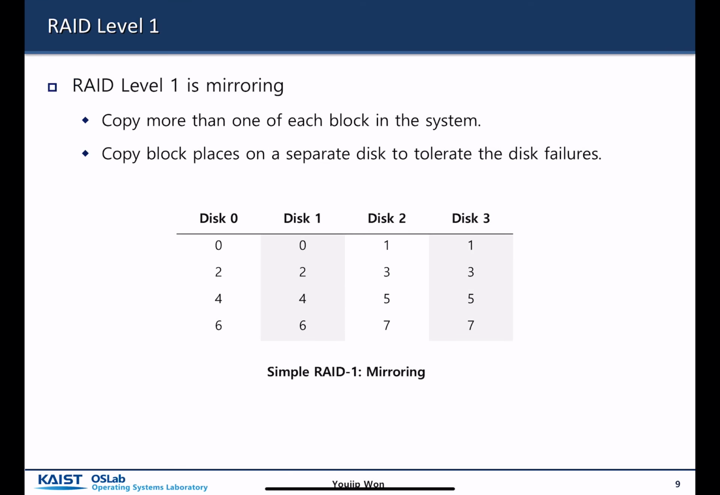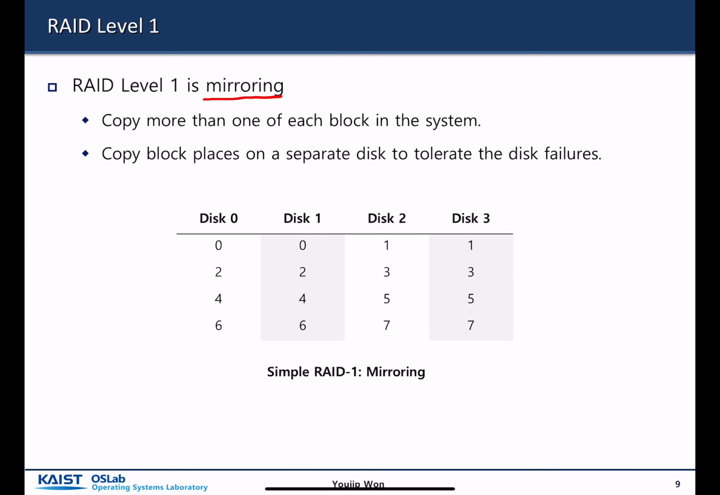There's a new technique called RAID level 1. This is also called mirroring. Every disk contains a mirror to another disk. So we copy each block of the system, and the copied block is placed on a separate disk. This is to tolerate disk failure.